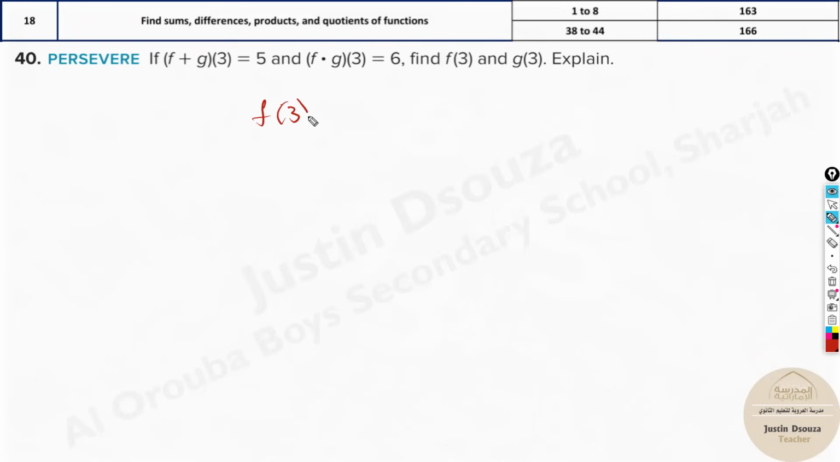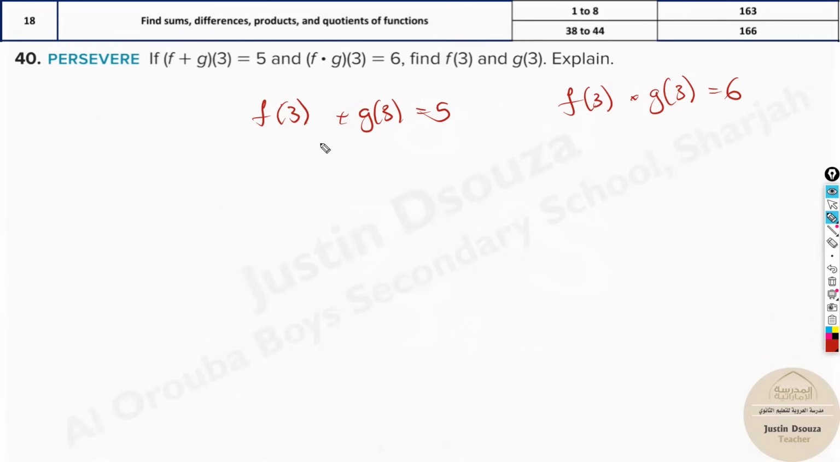So f of 3 plus g of 3 is equal to 5 is known in the first equation. And what is known over here? f of 3 times g of 3 is equal to 6. Okay, so we need to find these two functions, isn't it? Now I can get one function as another.